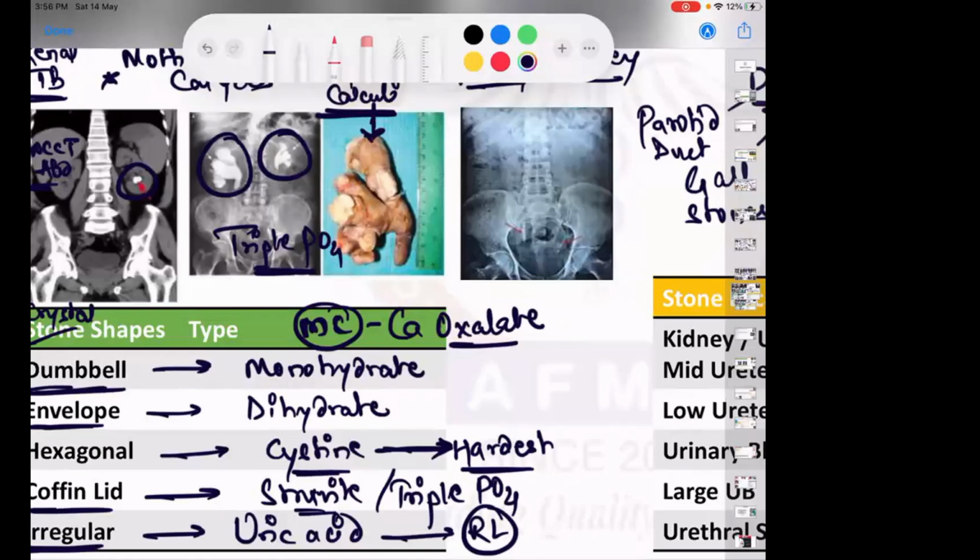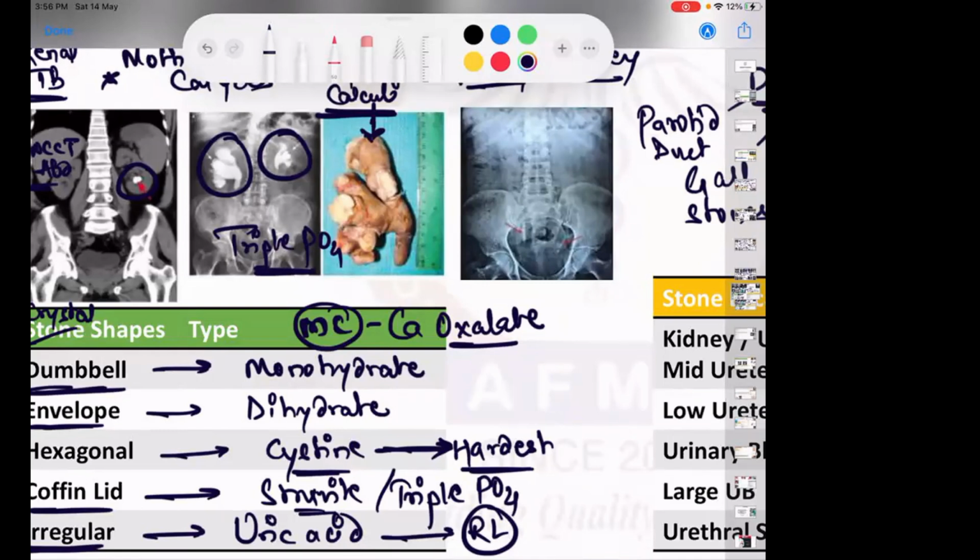Acidic or alkaline? Very good. Aisha, it is alkaline pH. Triple phosphate stones are formed in alkaline pH, and therefore which infection is responsible for triple phosphate stones? Very good, Shazad. It is Proteus infection. The infection responsible for causing triple phosphate stones is Proteus infection.